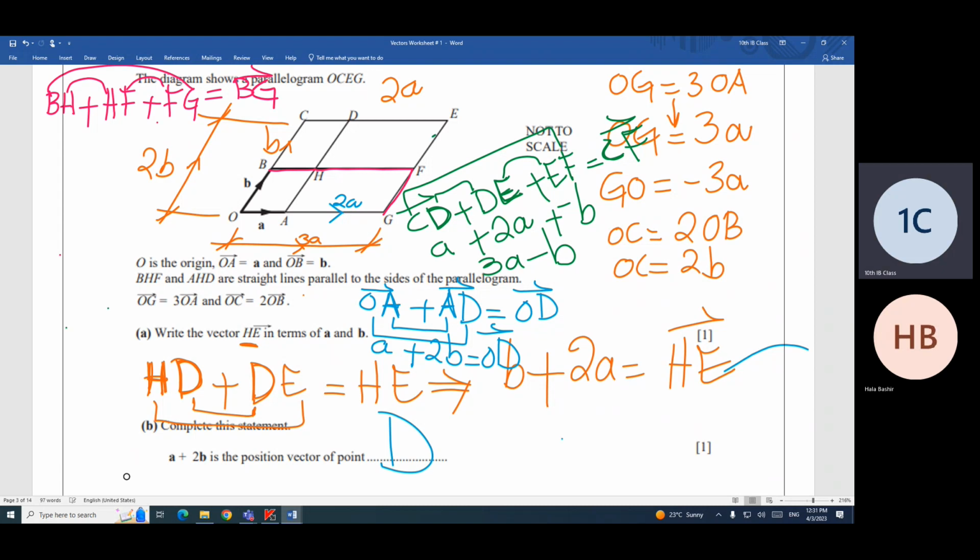So let's prove it. From B to H, then from H to F to A, plus from F to G. It's the opposite direction of this one, right? You're going this way, so it becomes plus minus B, which is equal to BG. If you collect like terms, 3A minus B is equal to vector BG.